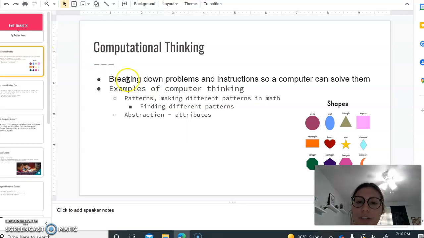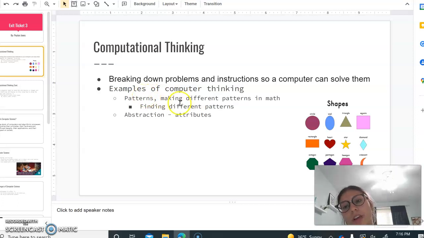And then abstraction, like attributes and shapes and non-defining attributes. For example, knowing that a rectangle has 4 sides and 4 corners and that all the corners are 90 degrees. So that would help tell the computer specific details so the computer could do it itself.